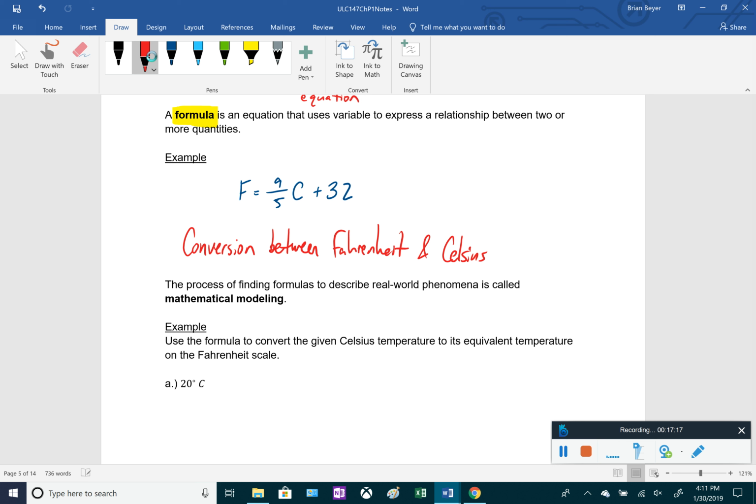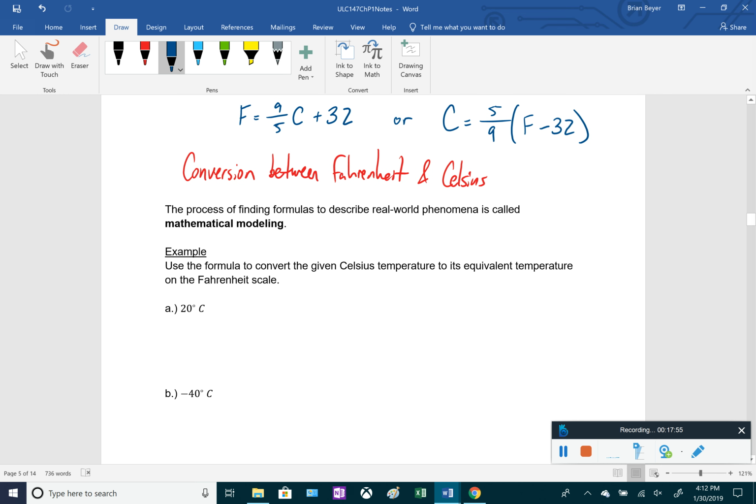You could plug in degrees Celsius here to solve for Fahrenheit. We could solve this for Celsius if we wanted to. If we solve that for C, we would get 5/9 times f minus 32, which we'll be getting into solving later on. The process of coming up with formulas to describe real-world events is an example of mathematical modeling, which is used all the time in applied mathematics in different disciplines.